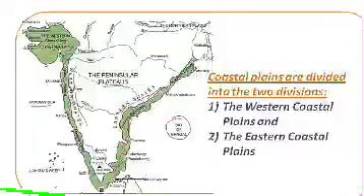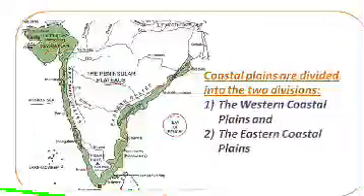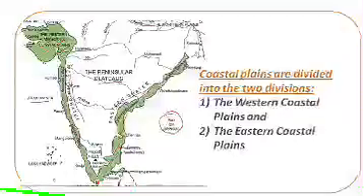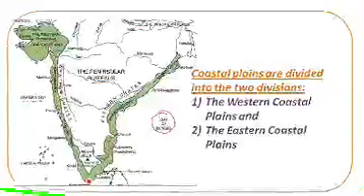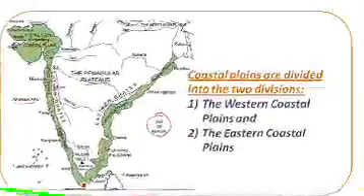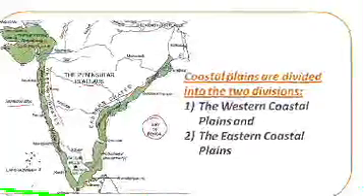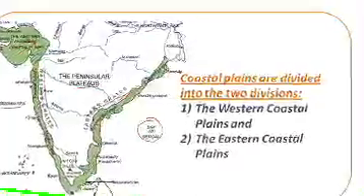Another point of difference is that from north to south, the western coastal plains are divided into the Konkan coast, Kannad coast and Malabar coast. Eastern coastal plains are divided into the Northern Circars and the Coromandel coast.